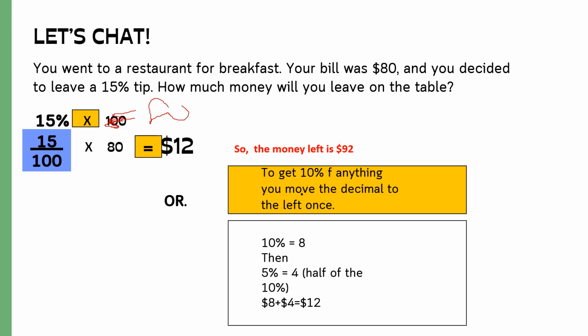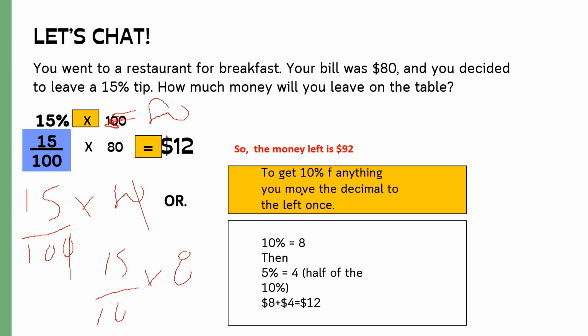Another way you could do it is like this, right? But you gotta simplify or break down or reduce. So 100 times 80. What I like to do, I like to cancel out zeros. 1 0 there, 1 0 there, right? Like cross multiply. So now it's 15 times 8 over 10. So it's 15 over 10 times 8, right? Now you're going to multiply 15 times 8 divided by 10, right?